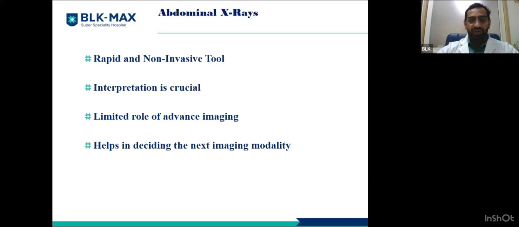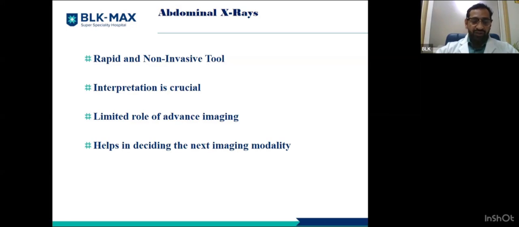Just by good reading of the X-ray, you can make your diagnosis and proceed with further management. Also, these X-rays will guide you on what your next imaging modality is going to be, whether you need any advanced imaging like CT scan and MRI, although they have a limited role. But by looking at these X-rays, you can probably take a call on what next modality will be required.